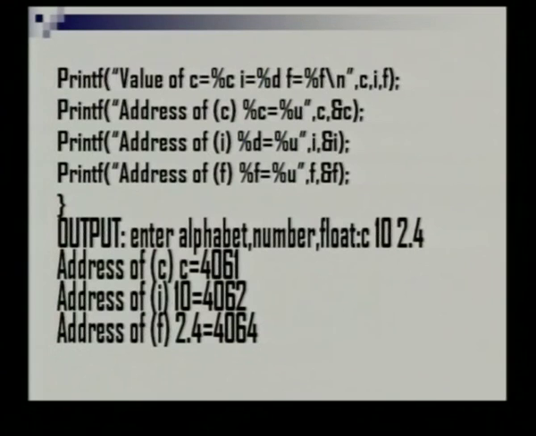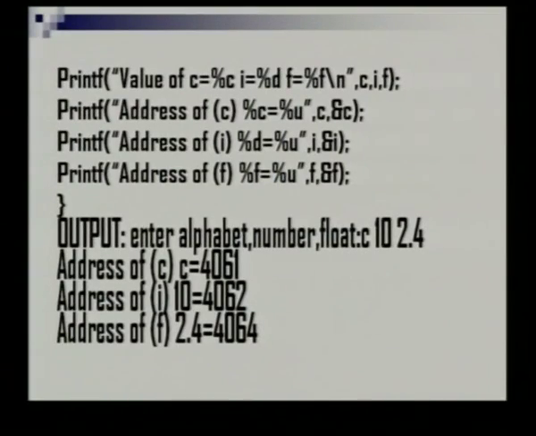Whatever you entered appears on the screen, plus we are printing the values and then the address. If you see the address of C is 4061. The next integer is 4062. This is because a character variable holds only one byte. So, the integer is stored immediately following that byte. And if you see the float value, it is stored at 4064. This is because integer occupies 2 bytes. So, based on the allocation of memory space to a variable of type integer or type float, the address is varied for each value.